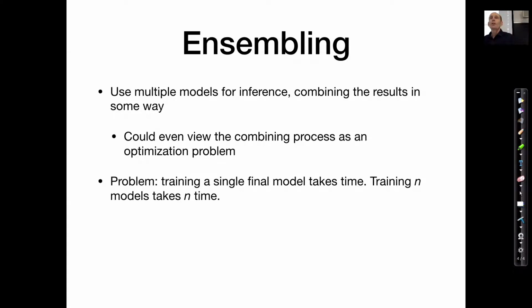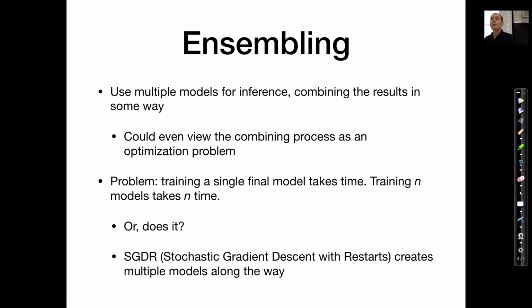The problem with why we don't like doing this too much is that training n models takes n time. Okay? So it'd be really nice if we could somehow come up with multiple models along the way for free. And so for free might be stochastic gradient descent with restart. You remember, we have a learning rate schedule that looks something like this, where we reduce the learning rate and then we increase it again. And then we reduce the learning rate and then we increase it again. And then maybe we reduce it even slower. Okay?